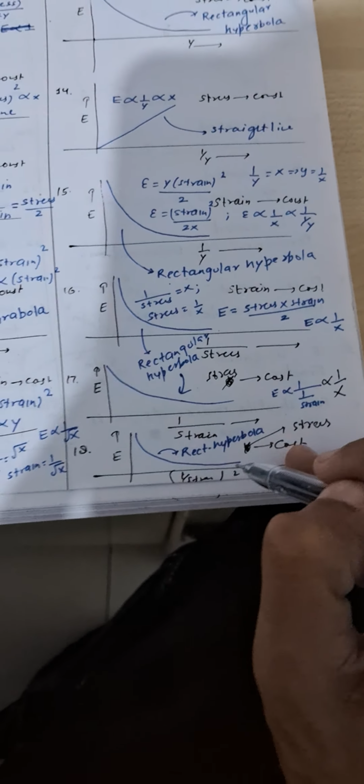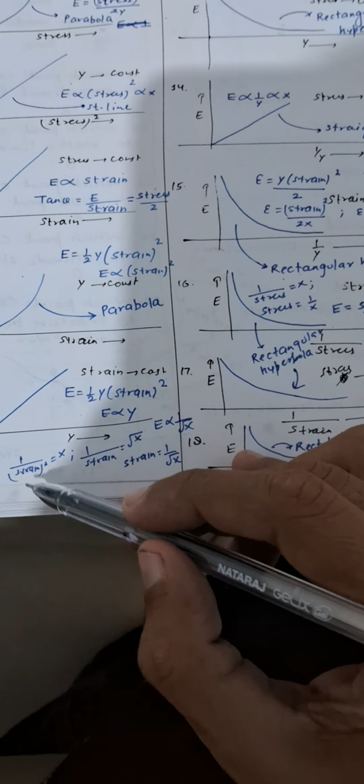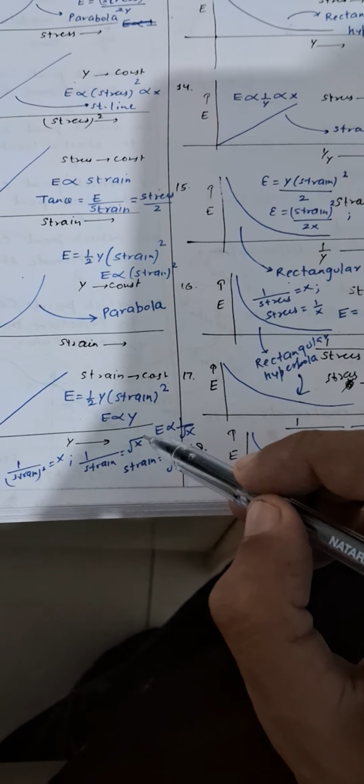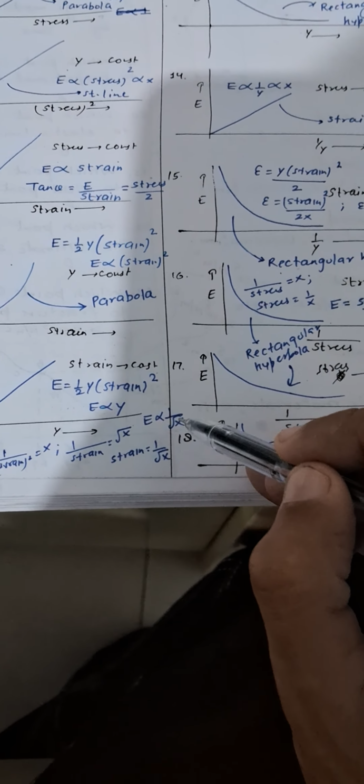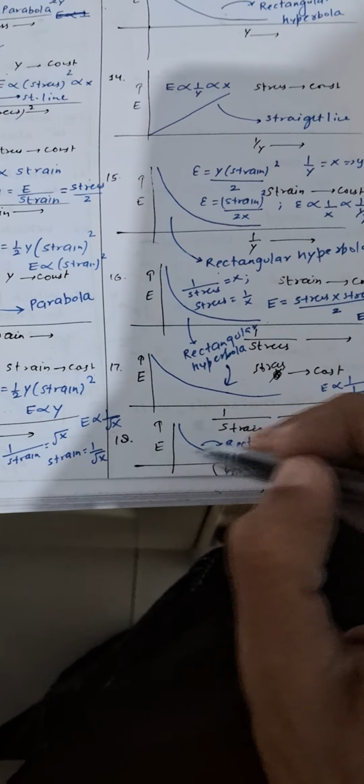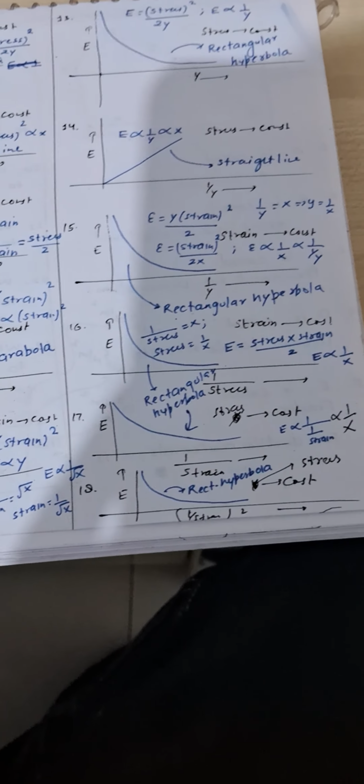If we make it 1 by strain square, we can say that 1 by strain square is x, so 1 by strain will be root x. So strain is 1 by root x. E is proportional to strain, so it is proportional to 1 by root x. So the graph again will be a rectangular hyperbola as given in this.